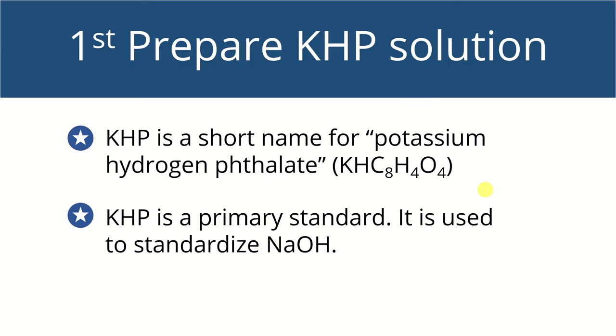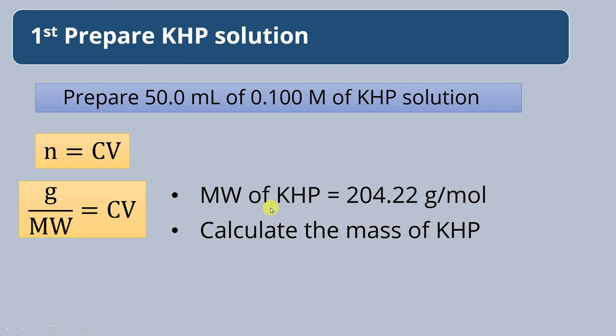Every group, sorry. So you need to do the calculation. This is what you need to prepare. Prepare 50 milliliter of 0.1 molar of potassium hydrogen phthalate solution.